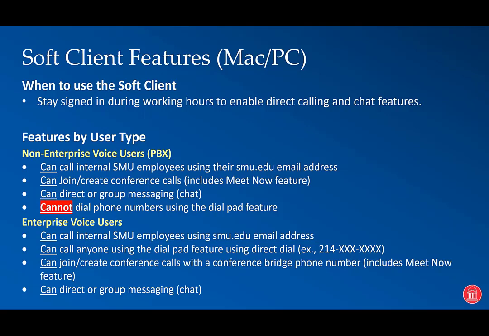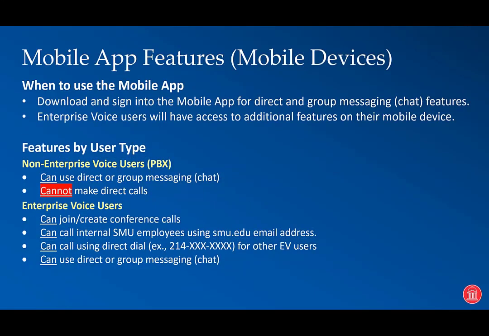I'll show you the method. It is a little different to use voice service between those users. You'll need to select their SMU email address. This will be really important. So I'm going to try to get through to the demo as quickly as possible. So for the mobile app, please note that you don't have voice service as a non-enterprise voice PBX user. However, it is handy for chat. So you can be assured that your colleagues are getting your messages wherever they may be. For enterprise voice users, they have full functionality of that service.